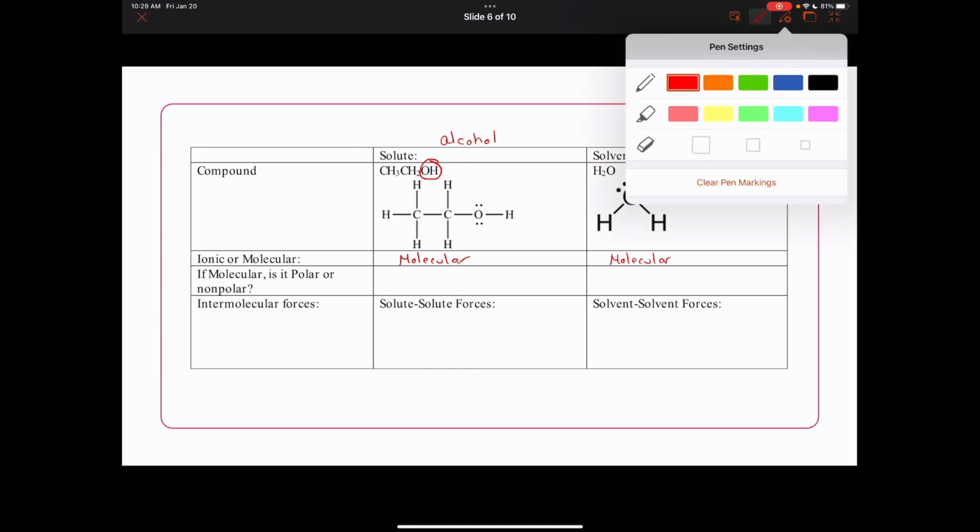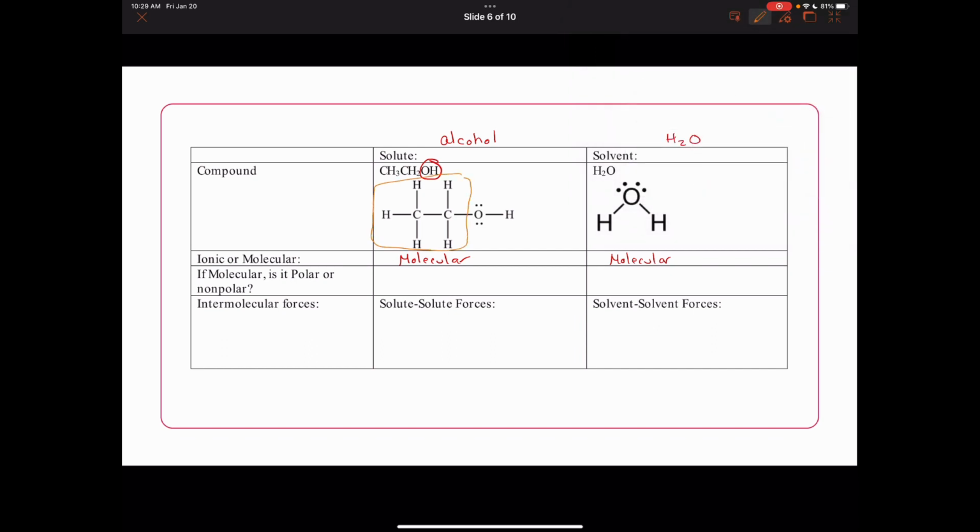My solute, if I'm looking at my polarity, I have this portion with carbon-carbon and carbon-hydrogen bonds. So this area is non-polar. And then I've got this OH. I've got oxygen-hydrogen bonds, which are polar. I've got lone pairs, which make it unsymmetrical. So that region is polar. So again, we're going to have a mixed polarity here. Mixed polarity is going to be common when we have more than one center atom.